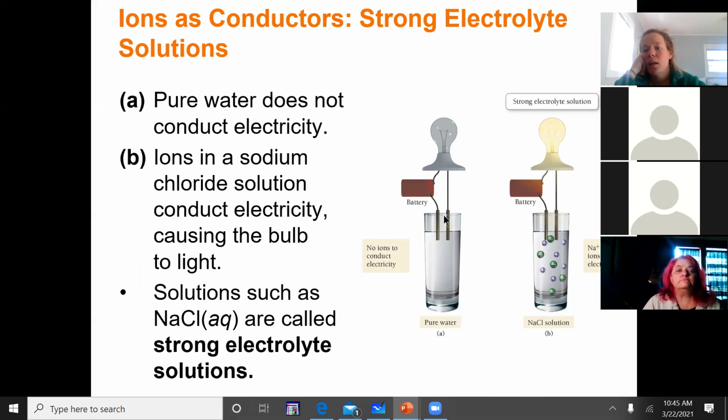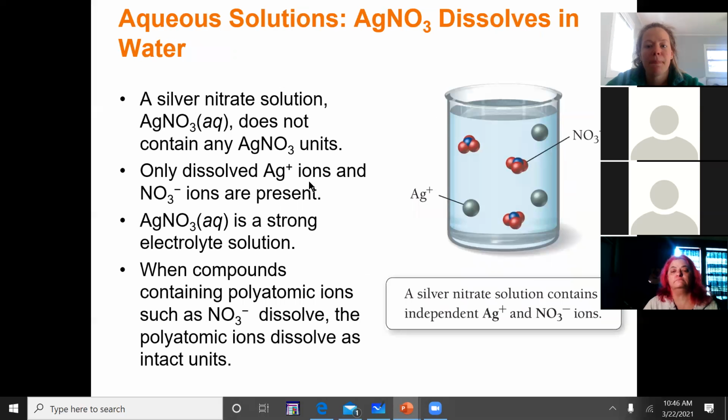So if we had pure water and we had a circuit, we wouldn't have an actual closed circuit with a battery, and the light bulb wouldn't work. But if we had added table salt, the dissolved ions create an electrical charge that we can conduct the electricity through. So we call this a strong electrolyte solution. So when you buy expensive Gatorade, or expensive water that's electrolyte water, it's really just got dissolved salt in it.